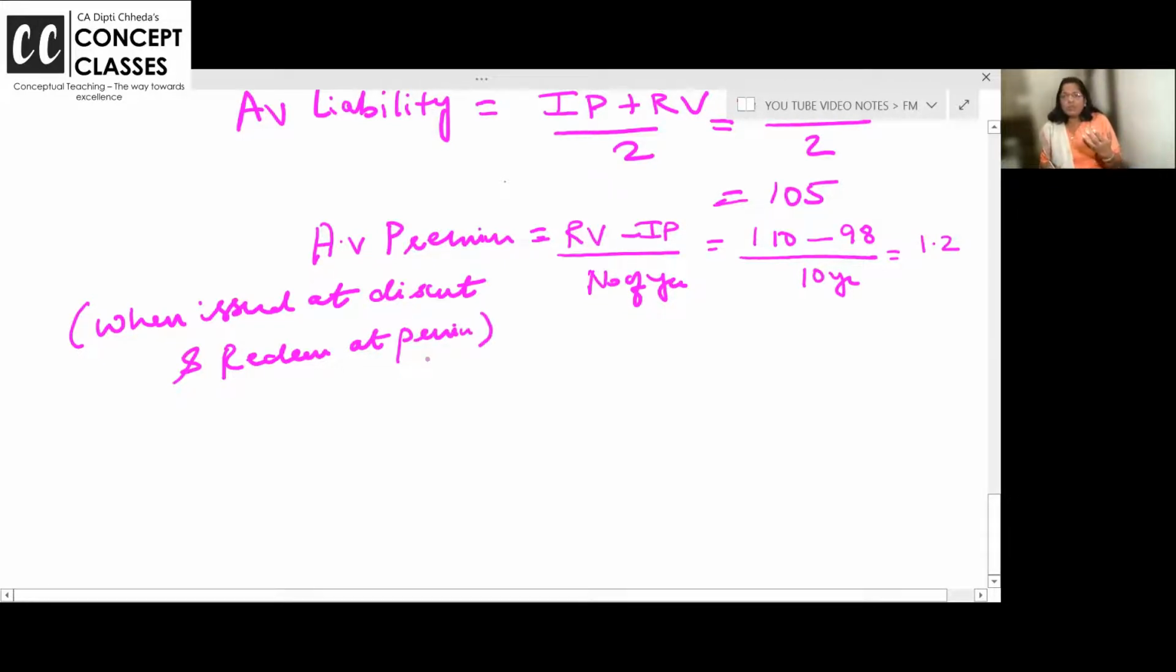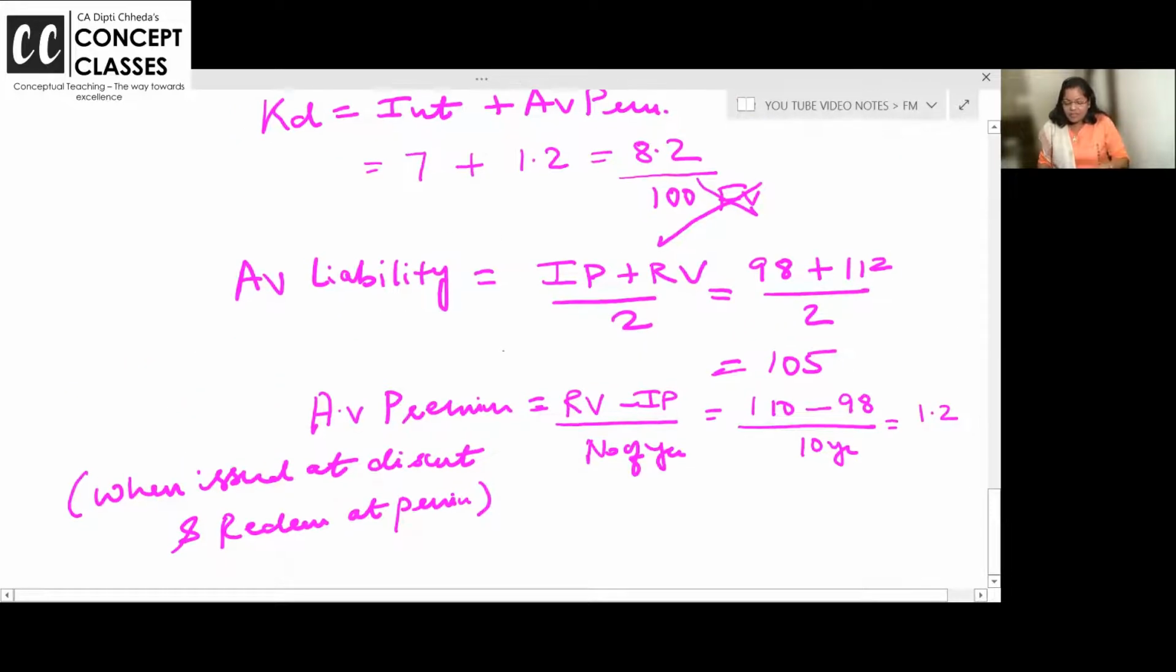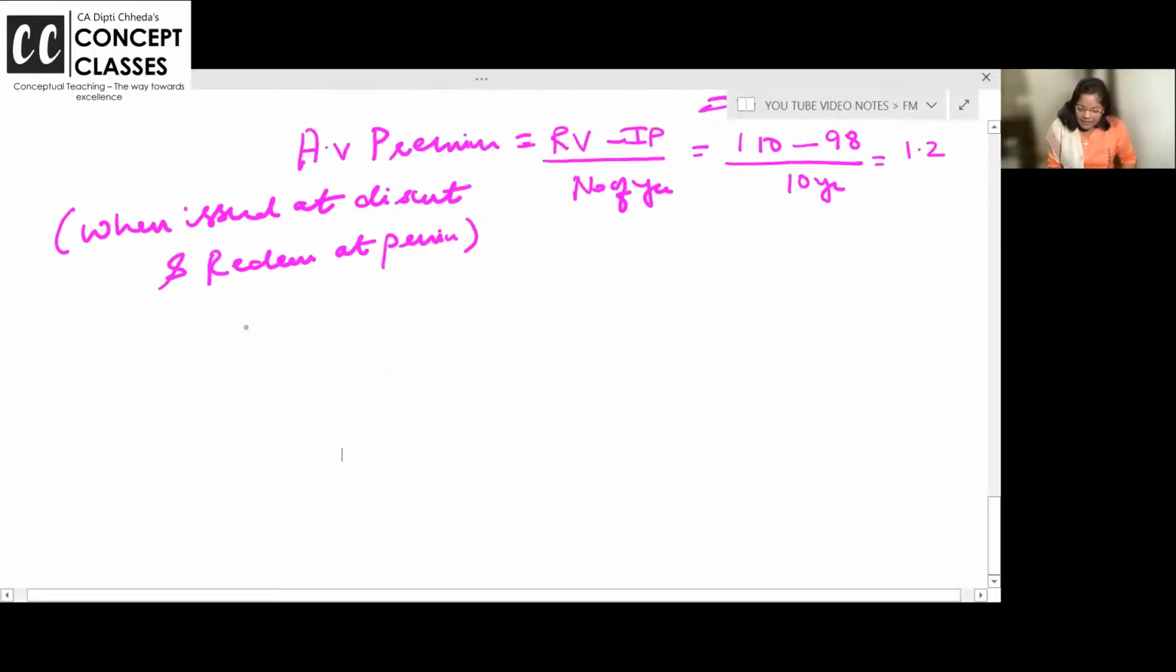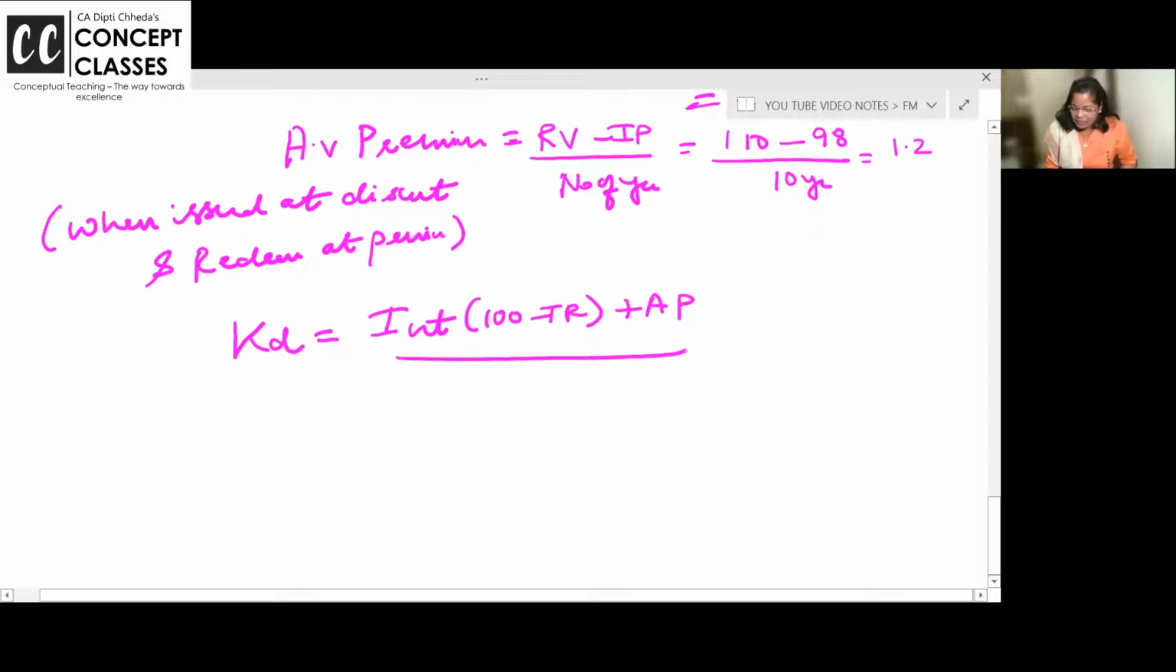Issued at discount, मेरा तो 2 रुपए कम आ गए. Redeemed at premium, I have to pay you 110 rupees, 10 rupees extra. So now it is clear. Now can I say what is the formula? KD is equal to formula. One line simple formula: Interest into (100 minus tax rate) plus average premium, divided by average liability, into 100.